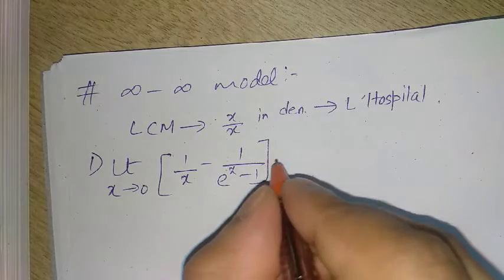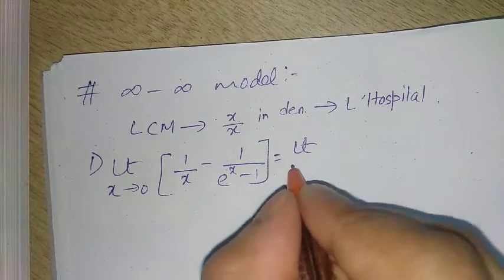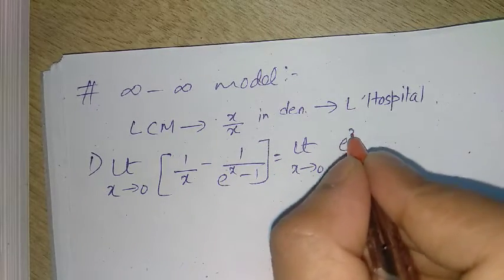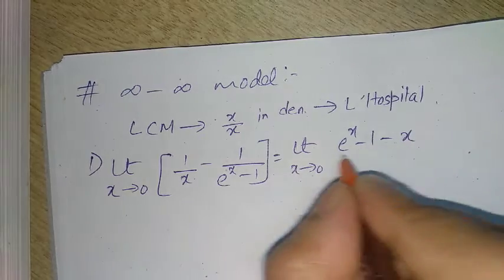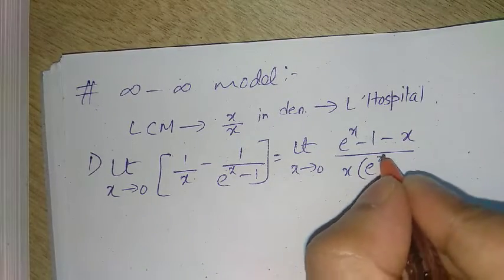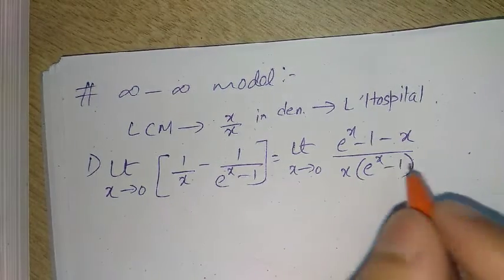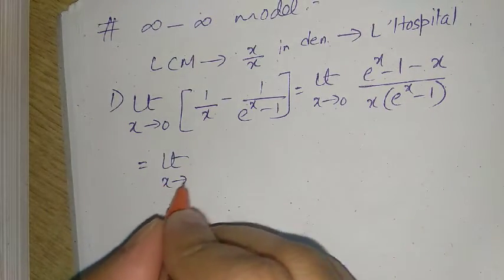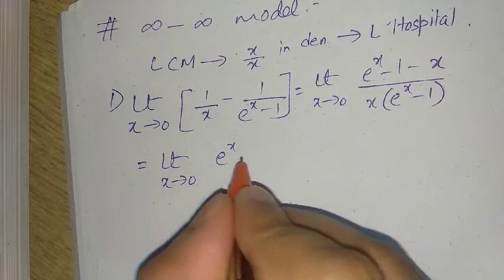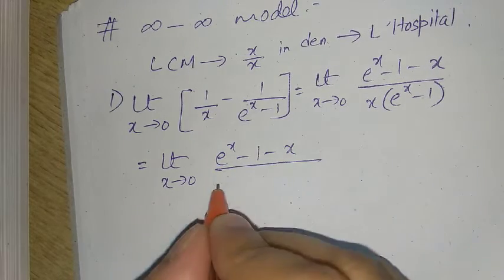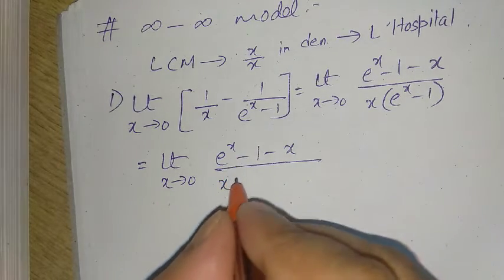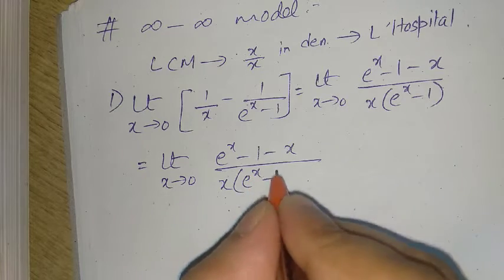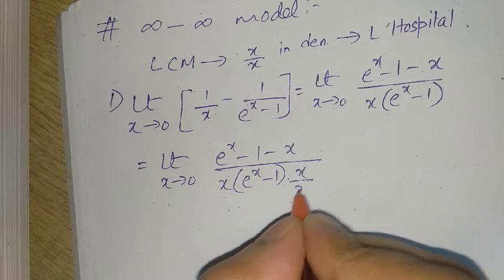So how to solve this question? We will follow the same procedure. First we will take the LCM. So we will get e to the power x minus 1 minus x by x into e to the power x minus 1. Okay, in the next step we will multiply and divide by x in the denominator: e to the power x minus 1 minus x by x into e to the power x minus 1 into x divided by x.